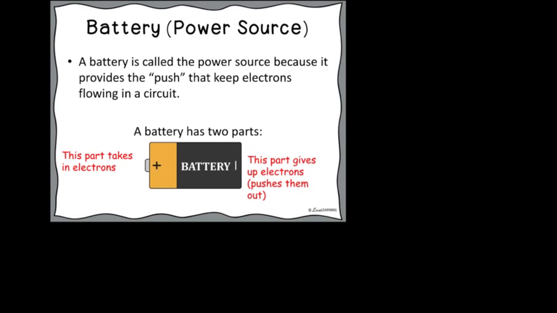So when we remember that electricity is caused by the flow of negative electrons, these negative electrons are going to be repelled or pushed away by the negative end of the battery, and they are going to be attracted back to the positive side of the battery, because likes repel and opposites attract.